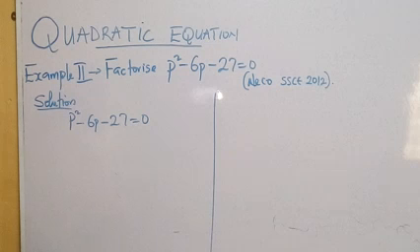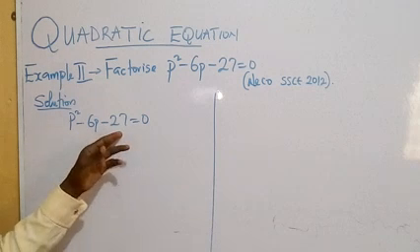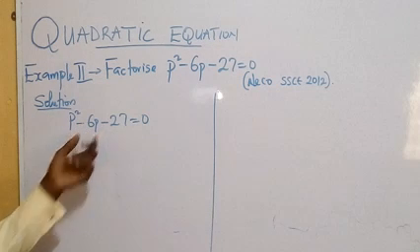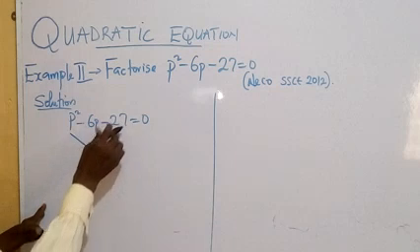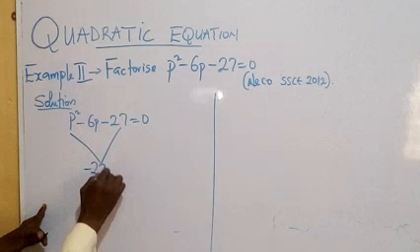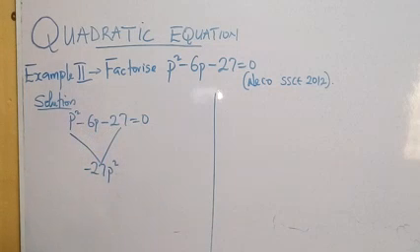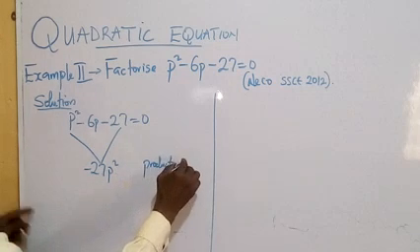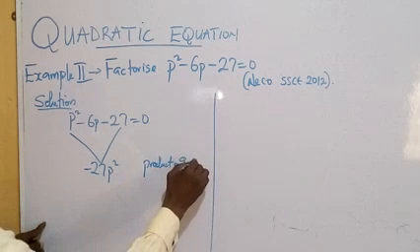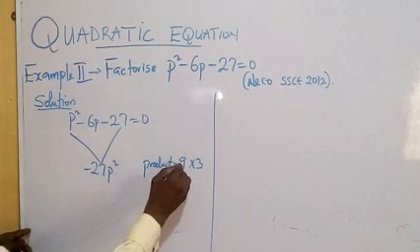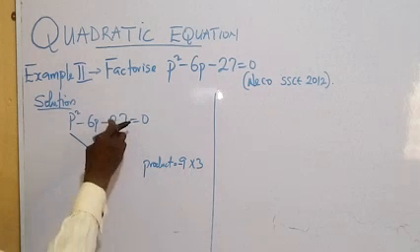What do we do? We look for the product of 27, and the sum of those factors that can give us minus 6p. Let's follow the same method. Minus 27 multiplied by p squared gives minus 27p squared. The product of this, you can say 9 times 3. 9 times 3 will give us 27. We can say minus 9 times 3 will give us minus 27.